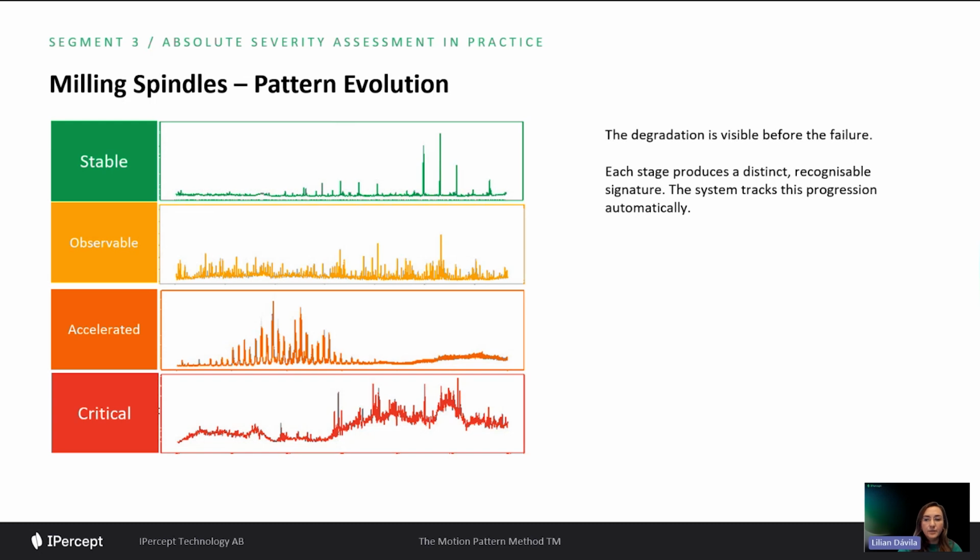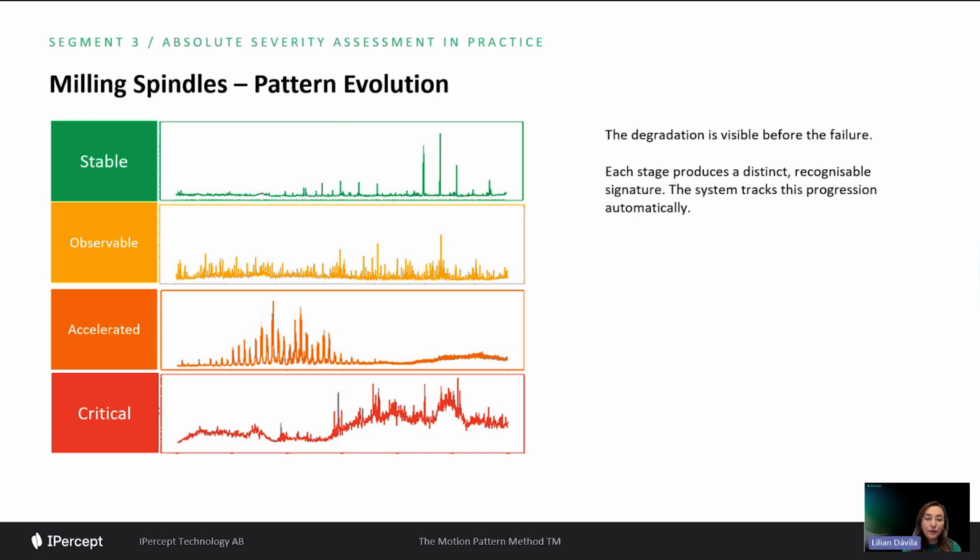Then we have the observable stage. Here are the first signs of change. Some additional frequency content, and the energy has redistributed. If you weren't actually comparing to a healthy reference, you might miss this stage. After this, we have the accelerated stage. The spectrum is significantly richer. There's a higher noise floor, there are more peaks with higher amplitudes. The pattern structure has completely changed. This isn't just more of the same, it is substantially different.